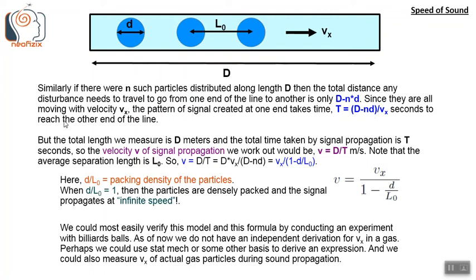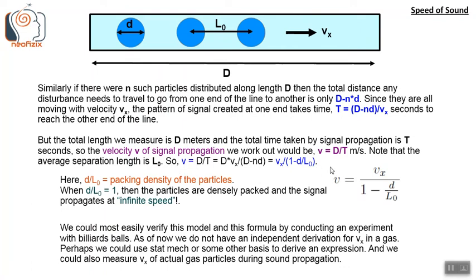This many seconds to reach the other edge of the line. But the total length we measure is d. The total length of this segment is d meters, and the total time taken by the signal is t seconds. So the effective velocity of the signal propagation we work out would be v equals d by t. So, d is the total length, t is time taken. Note that the average separation length is L naught.